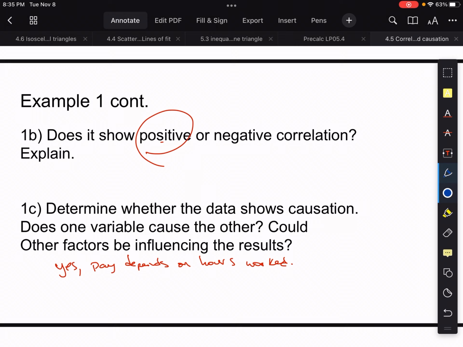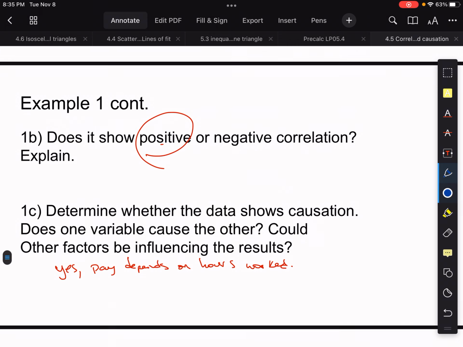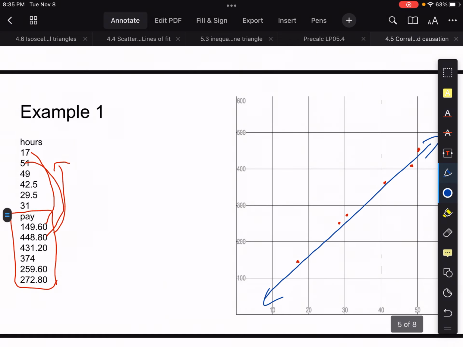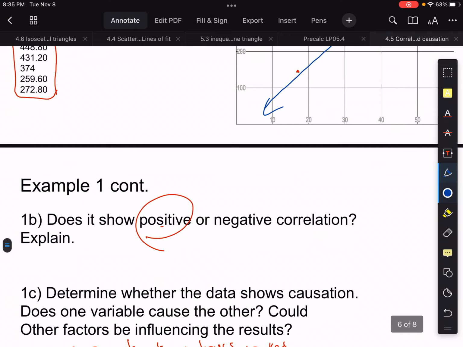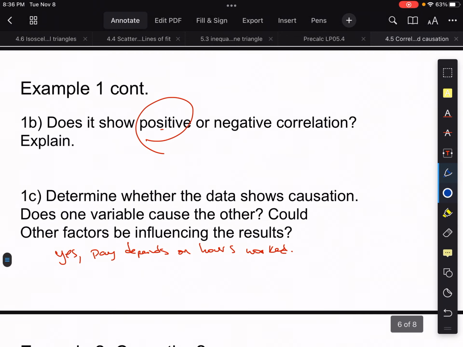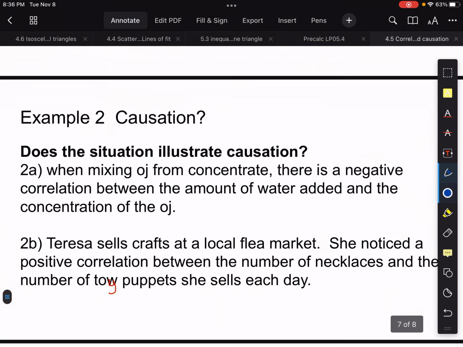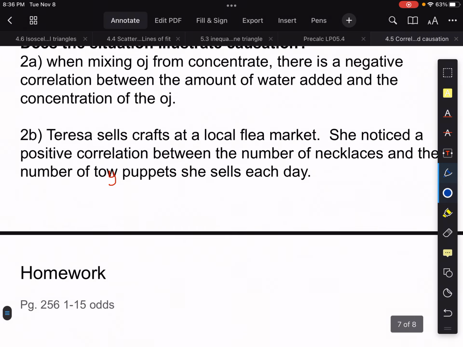And then 1C says, determine whether the data shows causation. Does one variable cause the other? Could other factors be influencing the results? Well, in this graph, you can see from the title that we're looking at hours worked and the pay that you received. So it would make sense that your pay would go up as your hours worked goes up, right? So we could say yes, that there is causation. Pay depends on the number of hours that you work.